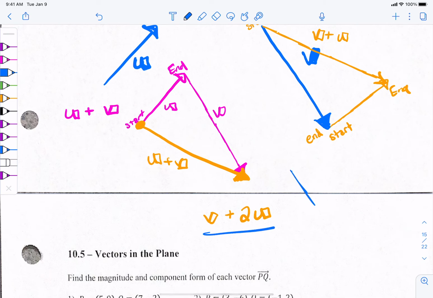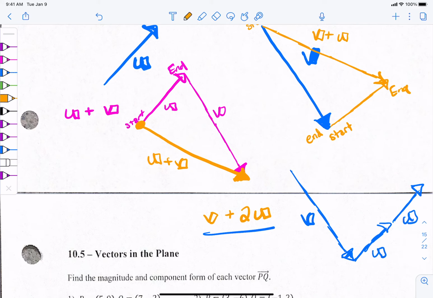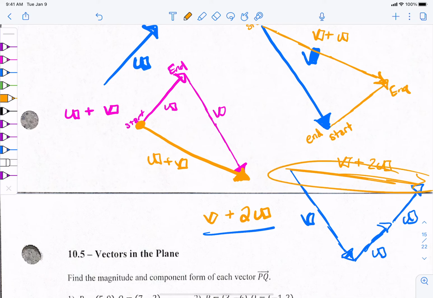Start with v. V is like that guy right there. That's a v, right? V plus 2u. So I start with v, and then I add 2 u's. So here's a u, right there, and there's another u. You see that? So v plus 2u would look like this right there. This is v plus 2u. That's what vector v plus 2u looks like. Does that make sense?